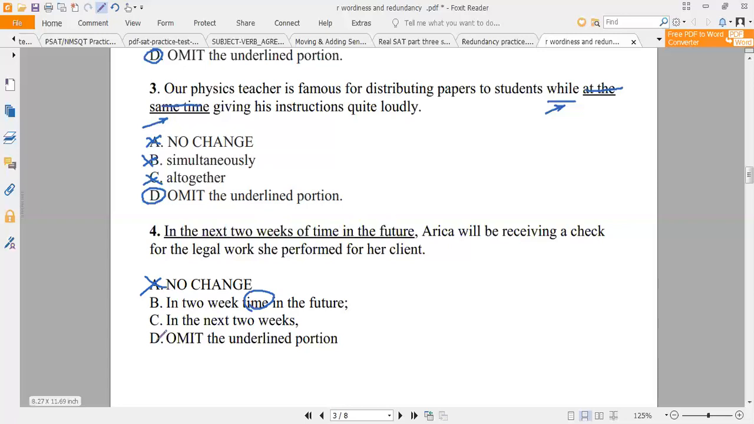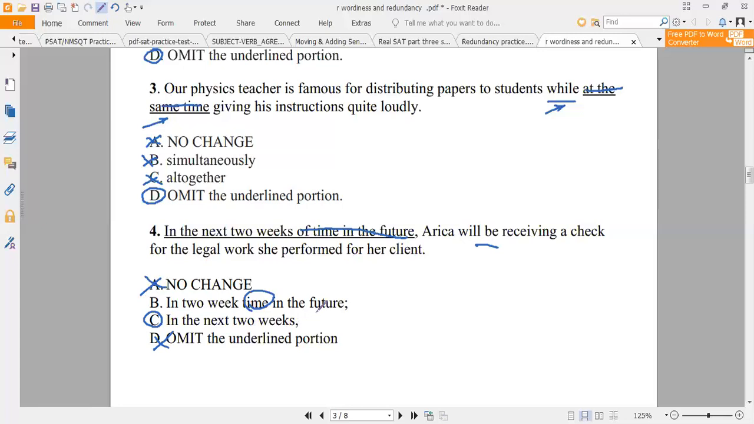طيب هينفع نقول omit the underlined portion بقت Erica will be receiving the check for the legal work بس بدون ما انا عارف امتى، يعني in the future، بس امتى بالظبط؟ لا كده احنا فقدنا جزء من الميننج. فالحل اللي هو الكوريكت انسر نقول سي اللي هي in the next 2 weeks، ما فيش بقى of time ولا in the future. Erica will be receiving a check for the legal work she performed for her client. كده احنا قلنا امتى في المستقبل هيحصل الكلام ده. In the next 2 weeks. next 2 weeks او next week هو in the future، لكن يعني this is the exact time in the future، حددت بالظبط في غضون قد ايه او خلال قد ايه.